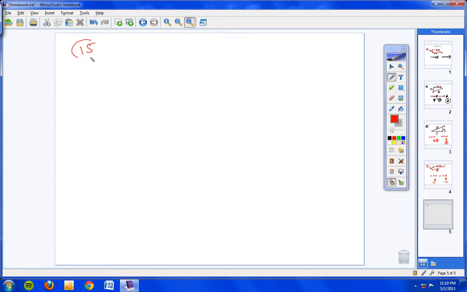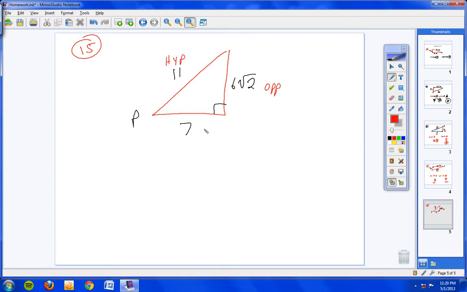Number 15. The triangle will look something like this. And we have a 7, 11, and a 6 square root of 2. And we're finding the sine of p and the cosine of p, and p is right here. All right, so there's angle p right here. So we go straight across. We call this our opposite side. 11 will be your hypotenuse, and 7 will be your adjacent side.